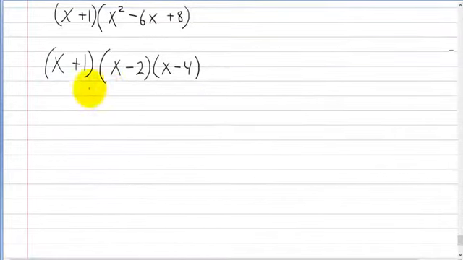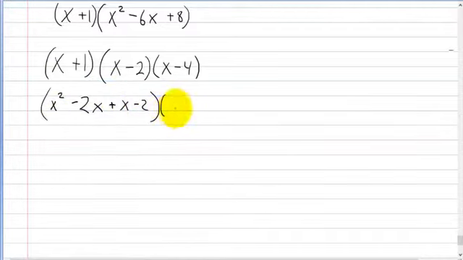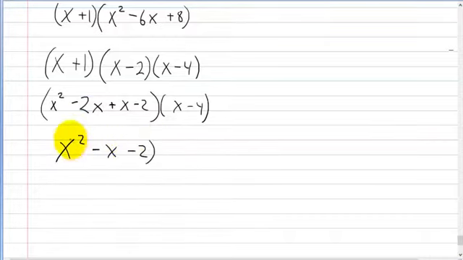We can start off anywhere, so I'm just going to start with x plus 1 and then x minus 2. If I do that, I get x squared minus 2x, and then for the next one, plus x, and then minus 2. Now I'm just going to combine these. This condenses down to x squared minus x minus 2. Now that's going to get multiplied by x minus 4.